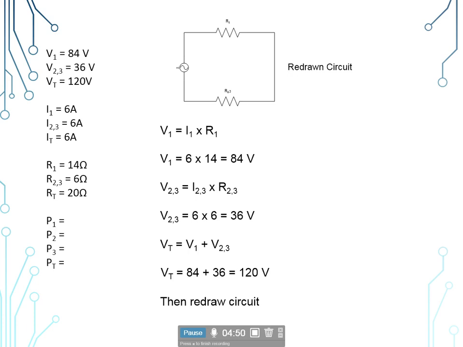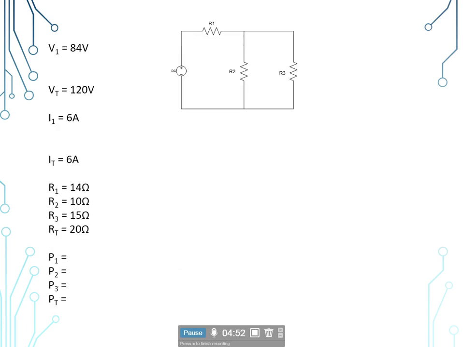Now we're going to redraw the circuit again, and we've redrawn it to the original circuit, and we're needing V sub 2, V sub 3, I sub 2, and I sub 3. Now, in a parallel circuit, voltage remains constant, so V sub 2,3 is equal to V sub 2 is equal to V sub 3. So we can populate both of those with the 36.